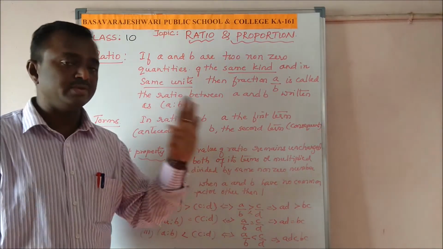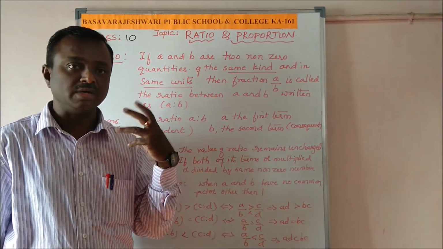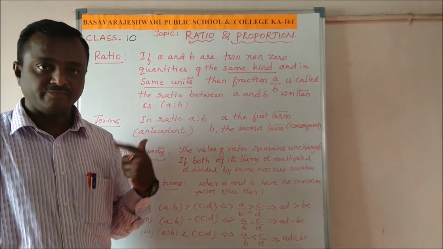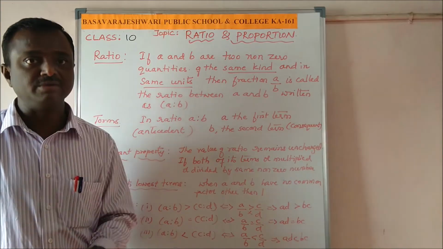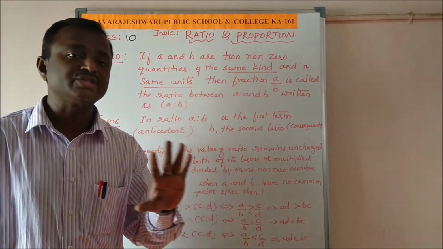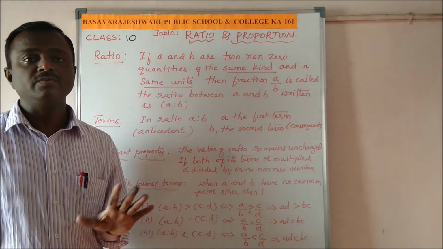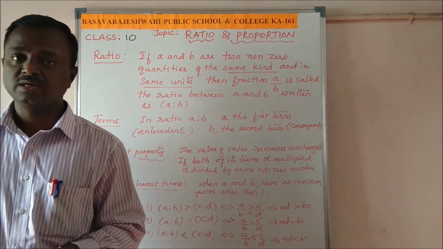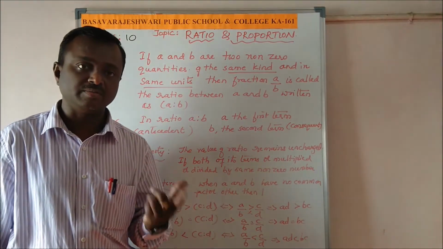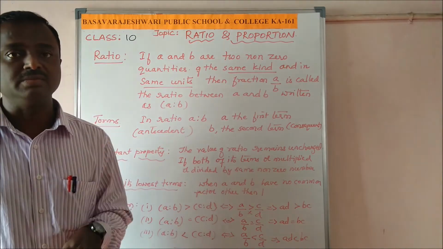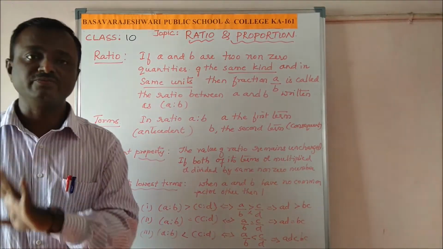Some important property is there. The value of the ratio remains unchanged if both of its terms are multiplied or divided by the same number. That is, first term and second term are multiplied or divided by the same number. Its value will never change. That we learned in the fractions also. In fraction chapter also, we made some equivalent fractions. There also we learned we have to multiply and divide by the same number. The value of the fraction will not change. It will be equal. Therefore, it is called equivalent fractions.